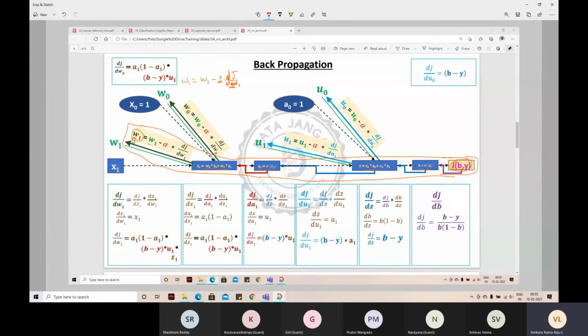How to simply do it? When you change W, Z will change. If you find out the units change, or the slope, of Z1 with respect to W1 and A1 with respect to Z1, because the equation here is in terms of W1, the equation here is in terms of Z1, the equation here is in terms of A1, the equation here is in terms of Z, the equation here is in terms of B.